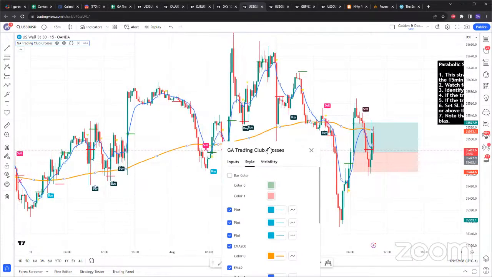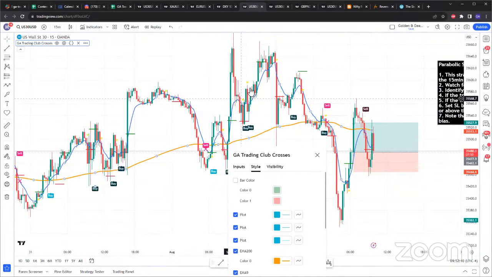You see, if I turn off the bar color, you'll get your bars based off of whether it's a red candle or a green candle. But our logic has always been, if price is above the 9 EMA, price is bullish. If price is below, price is bearish.